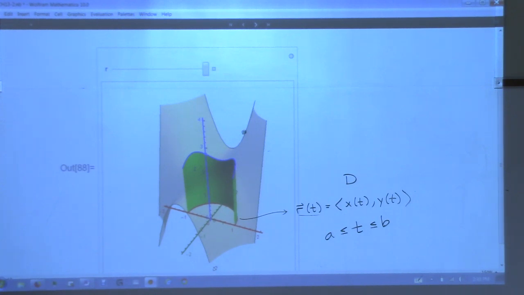So let's go back to Cal 2 and think about how we did this in Cal 2, because this is actually kind of like Cal 2.